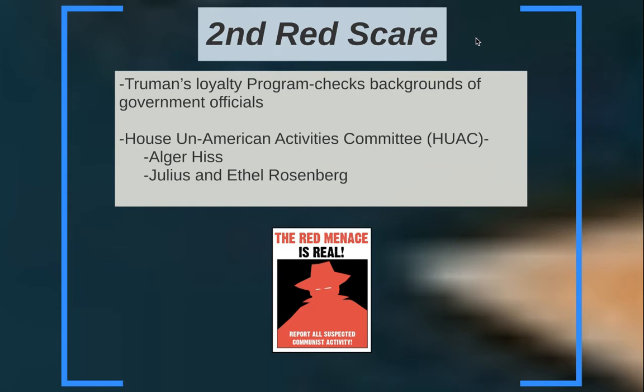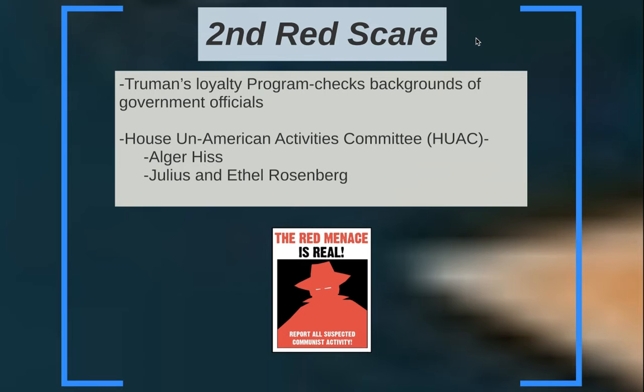Okay, so Truman's loyalty program. So Truman, remember, he's president of the United States at this time. He starts checking the background of government officials. We also create what is called the House Un-American Activities Committee, and they start doing searches for communist spies.